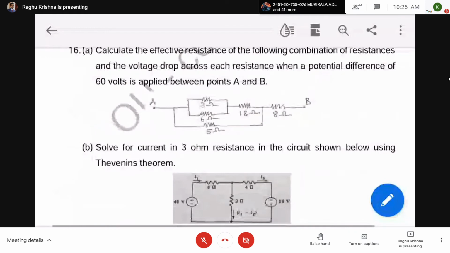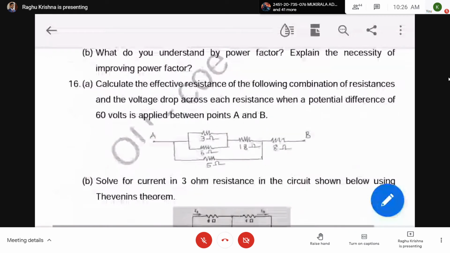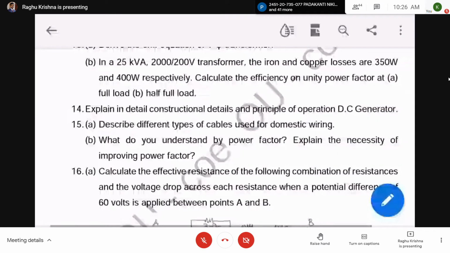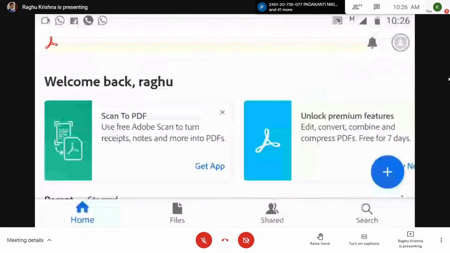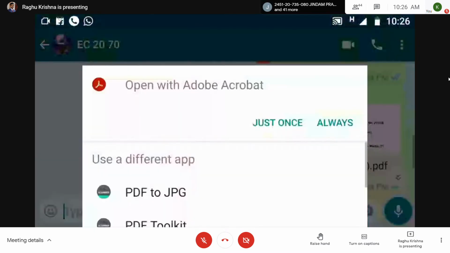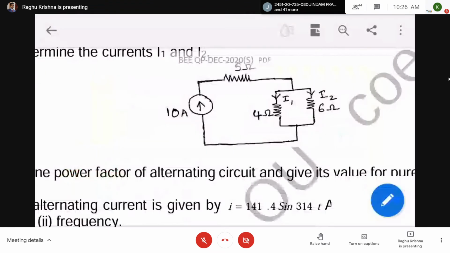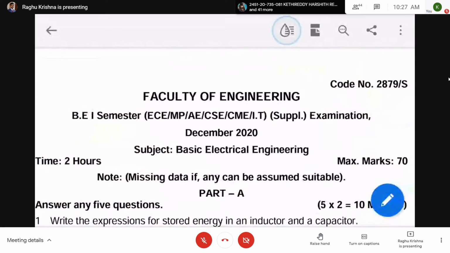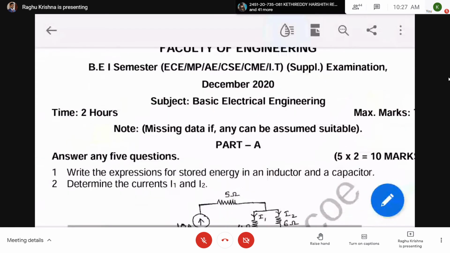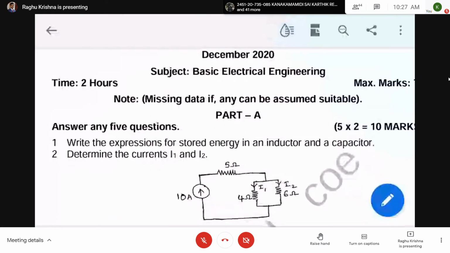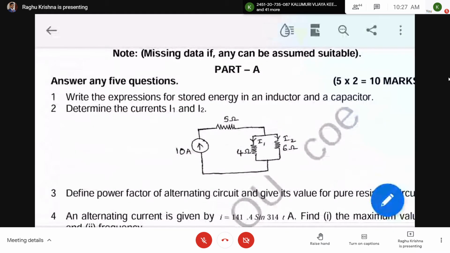So see how many questions. Most of the questions are covered from first unit and second unit. So this is one paper. Next, let me see another paper. So this is supply paper, December 2020. See here, see the first question.